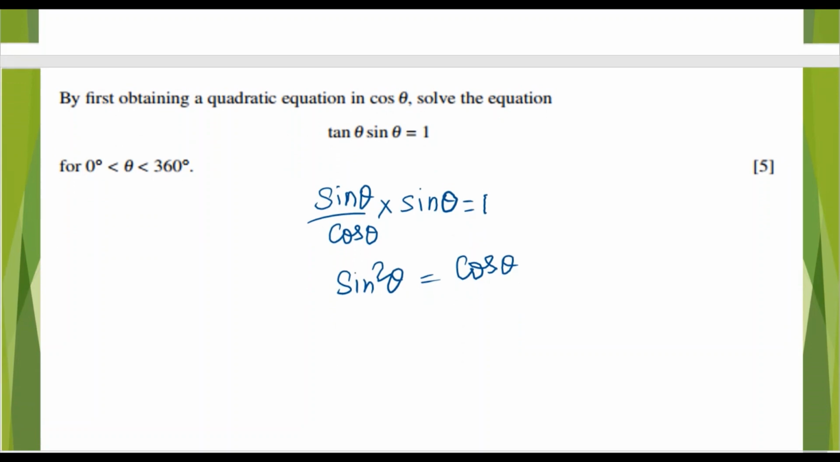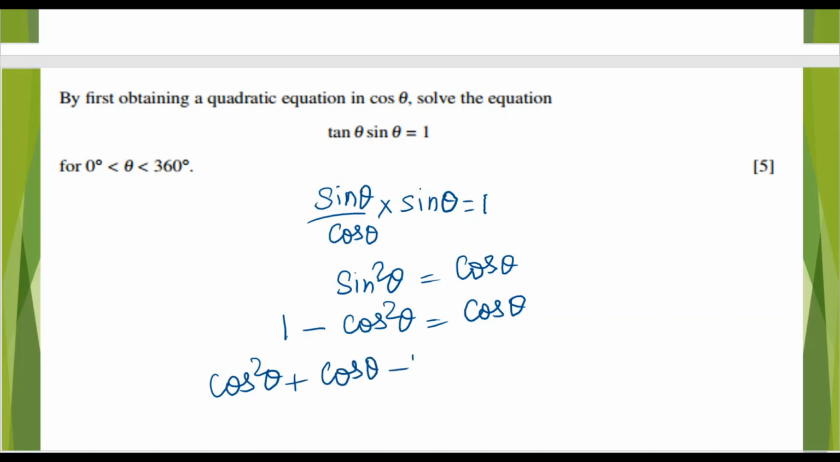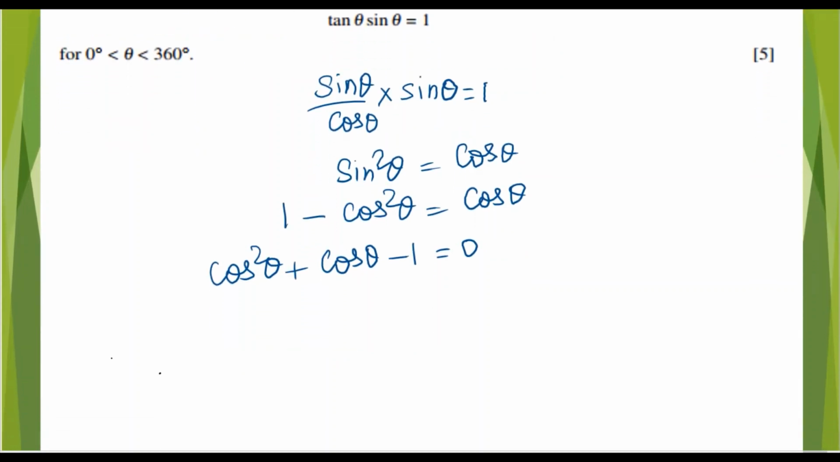And we want a quadratic equation in cos theta. So for sin theta also we will substitute in terms of cos theta. So sin square theta is nothing but 1 minus cos square theta, which is equal to cos theta. Okay, now bring all the terms into one side. So you will get cos square theta plus cos theta minus 1 equal to 0. Okay, now we got a quadratic equation in cos theta. So to find the possible solution, we will write cos theta equal to, using the quadratic formula.